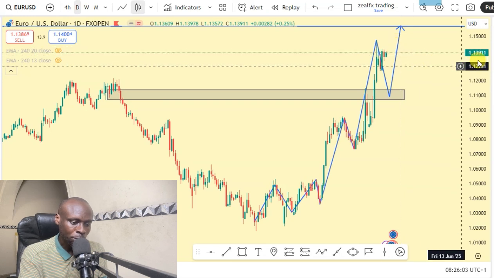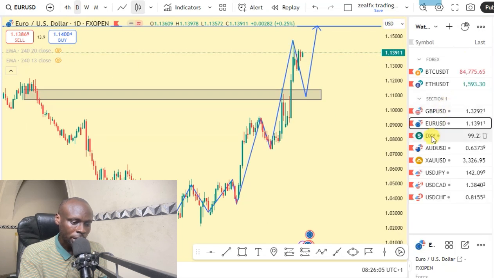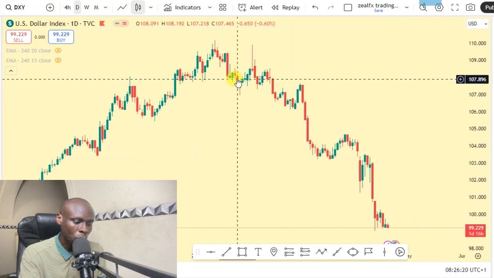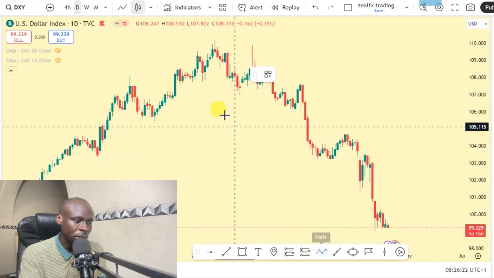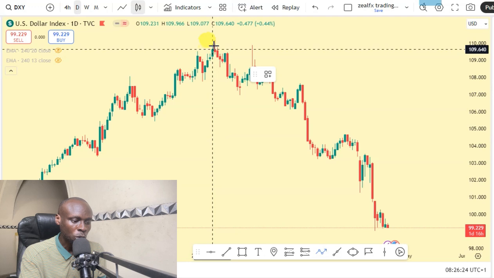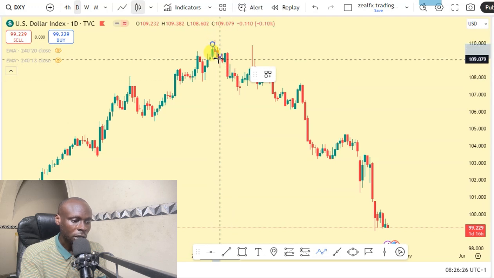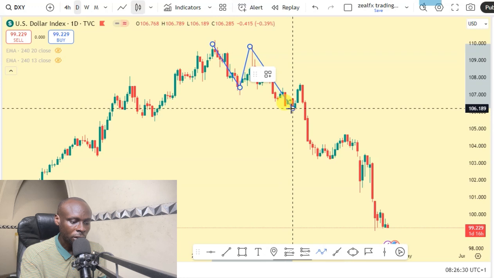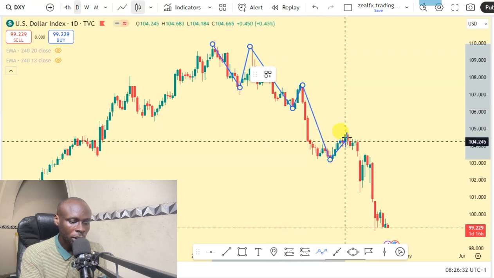So let's look at our next pair, which is the dollar index. The dollar index on my daily chart still remains in a downtrend. So long as we have this downtrend structure on my daily chart, we expect the dollar index to continue to push lower, where we have a higher high, then a lower high, a lower high, a lower high.